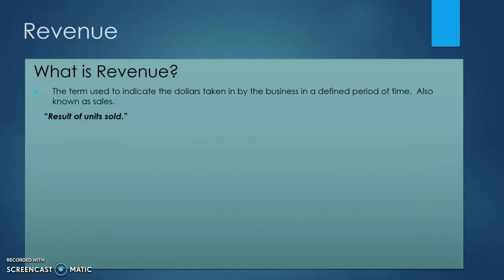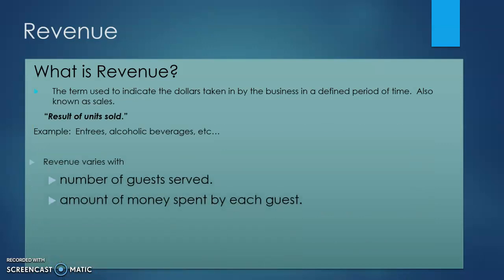When we're looking at revenue, revenue is a little bit different because we can look at it in a couple of different ways. Not necessarily always in dollars, which is what most people think. Sometimes we look at revenue as units sold, such as number of entrees, alcoholic beverages, whatever it may be. And obviously that will vary with the number of guests served and the amount of money spent by each guest. Typically in the restaurant business, what somebody spends is called their average guest check, right? So that's per person. What do they spend?